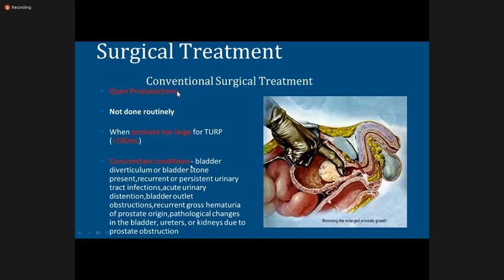The concomitant conditions with the prostate where we need open surgery are bladder diverticulum or bladder stone, recurrent urinary tract infections, acute urinary retention, bladder outlet obstruction, recurrent gross hematuria of prostatic origin, and pathological changes in the bladder, ureters, and kidneys. But this is all because of the prostatic obstruction.